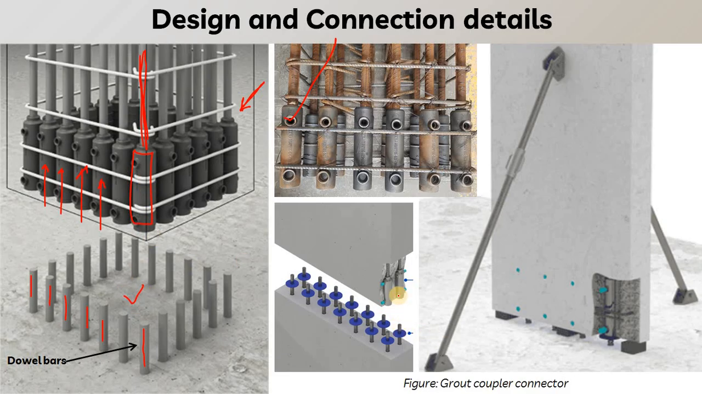So here you can see this is the wall panel in which the coupler is used. Here you can see this is the coupler, and this is the receiving bar that is used, and this will be connected with this part. Here also you can see clearly.